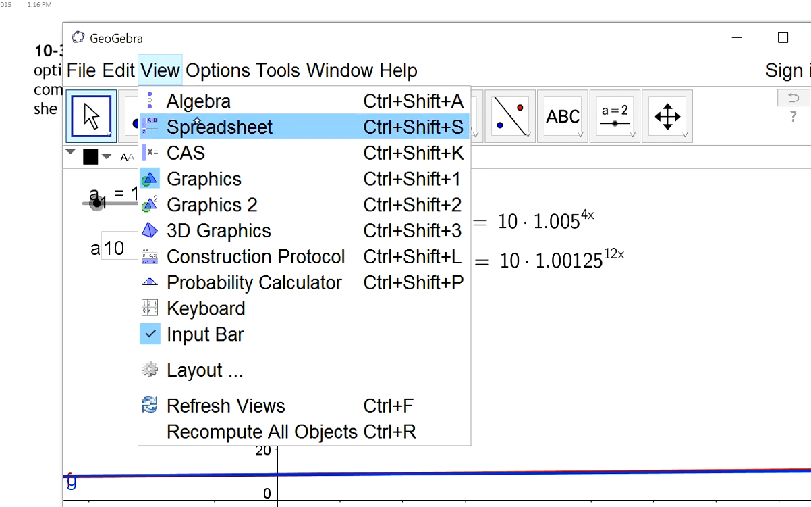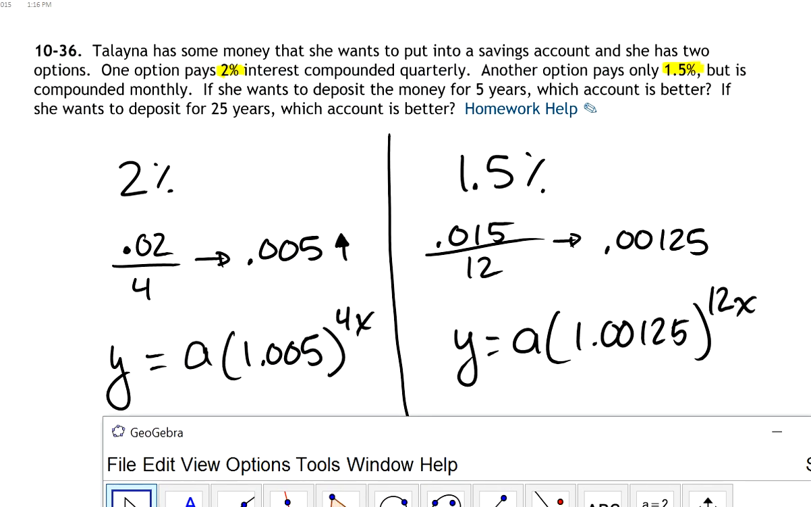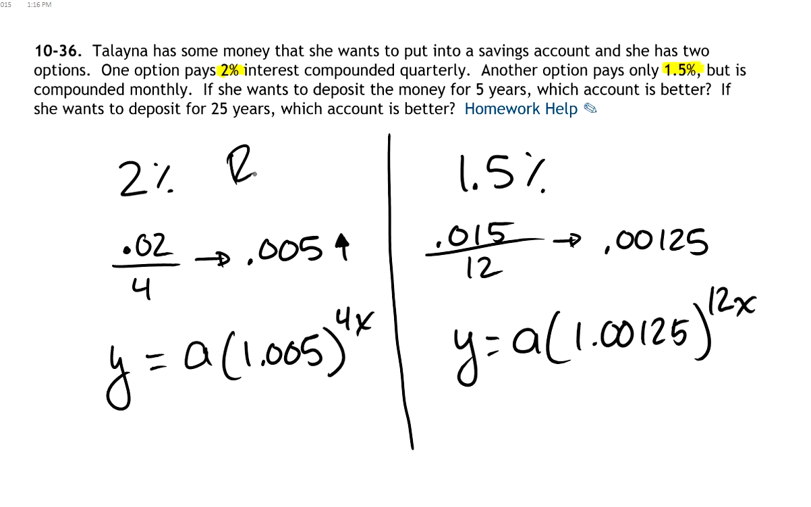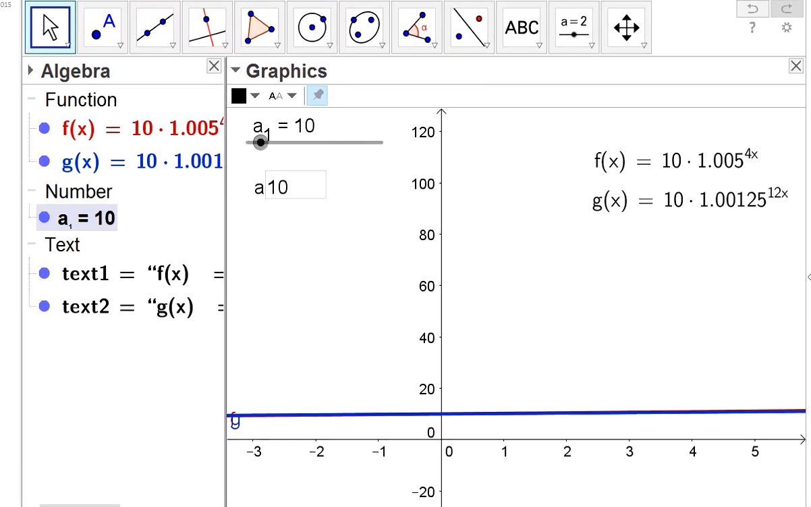Let me hit view and look at my algebra view. Okay, so the one in red is the first situation. So this is going to be red in GeoGebra, and this one is going to be blue in GeoGebra. And when we look at these, let's bring this up here. It's really difficult because there's not a lot happening at this point.